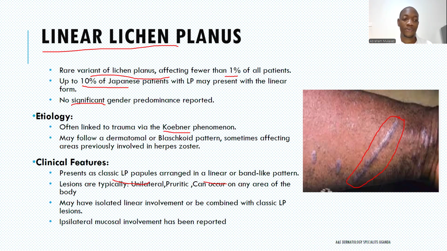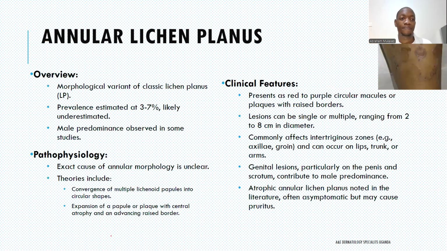Sometimes it can even follow Blaschko lines, and typically it is unilateral and pruritic, but can occur on any body part. You just see the classic lesions of lichen planus with the 6 P's that we mentioned first, but now in this case occurring on a particular line.